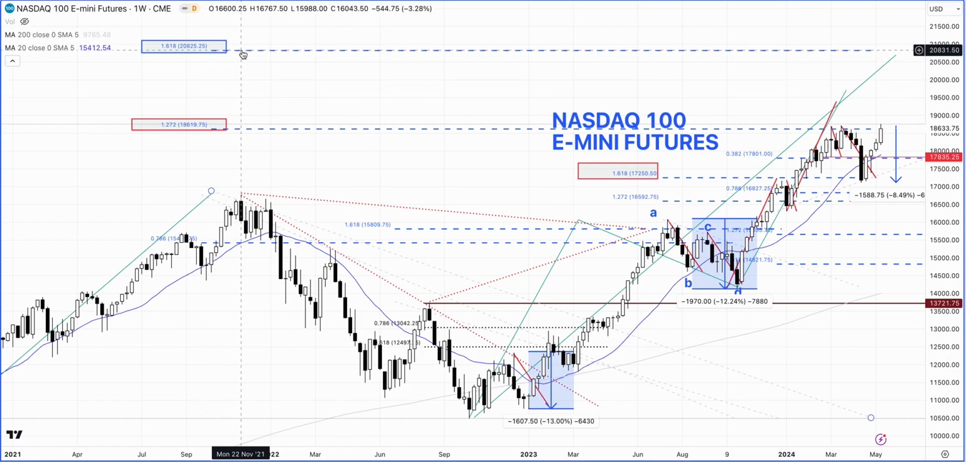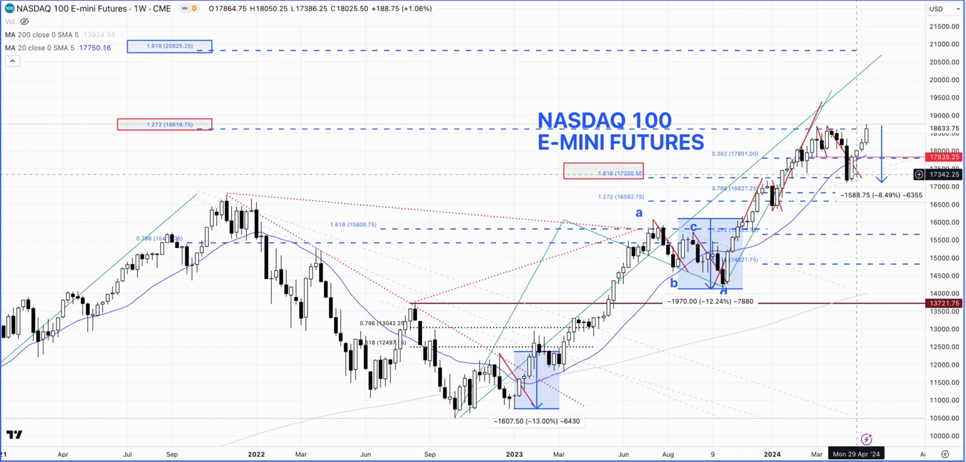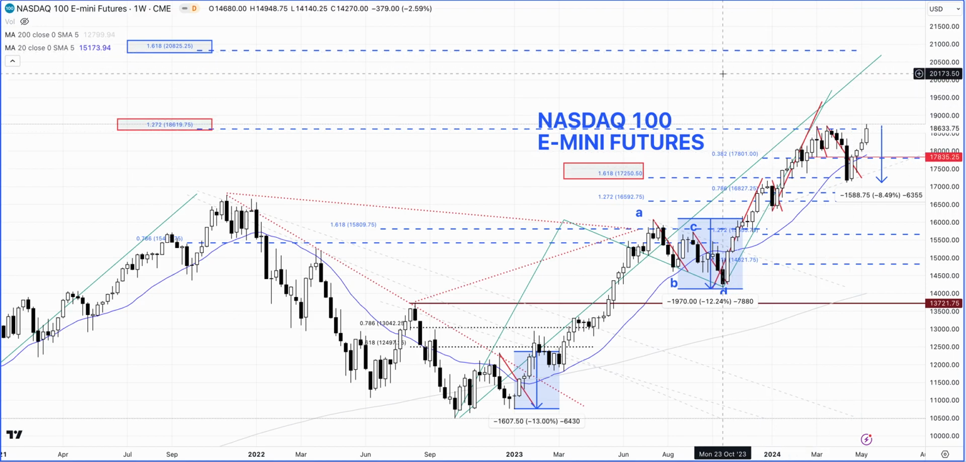So the next 1.618 expansion comes around 20,800. This has been a target for quite some time, and if the market remains as strong as it is, week one, let's start from here. Week one, week two, week three, week four. It's been strong for a month. Pretty strong market. Chances are it's going to go and hit that.